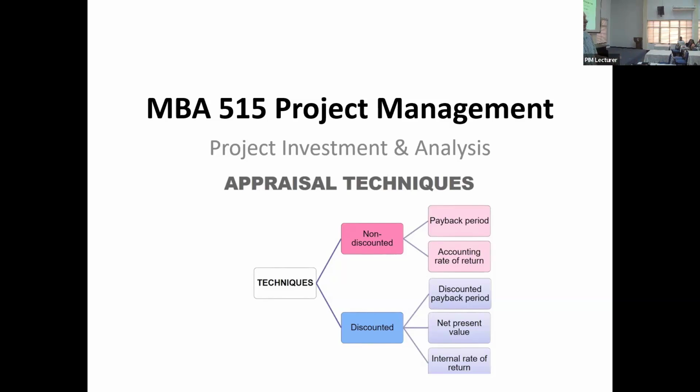I am going to talk to you from a project perspective. What are the things we look for when you do an analysis? So we have two areas. One is non-discounted and discounted factors. For our purposes, we need to worry about discounted factors. We are not interested in non-discounted. Okay, it means nothing for our projects.